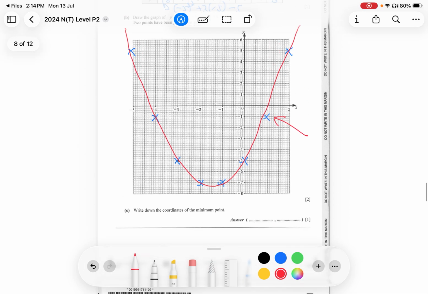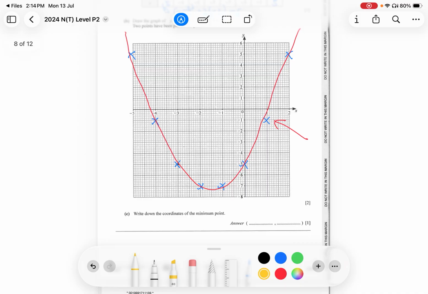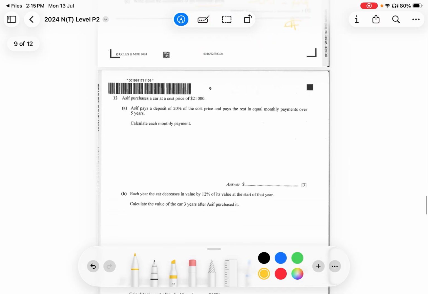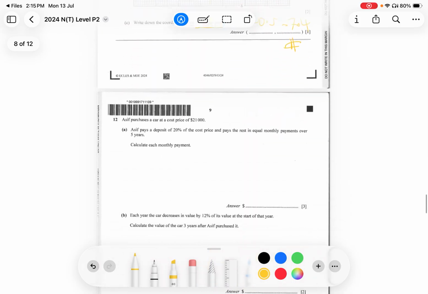Then from here you answer the question, the coordinates of the minimum point, which is here. Based on my graph it should be minus 0.5, minus 7.4. Okay, okay for this one. Next one.